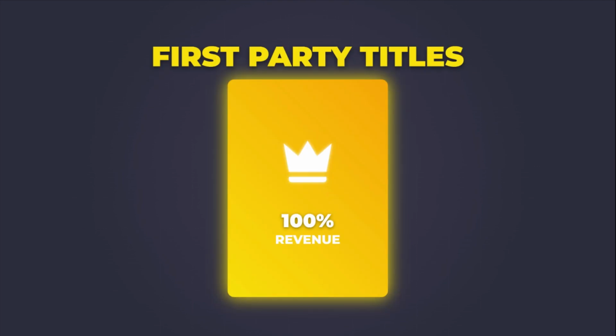First-party titles, developed and published by the platform holder itself, represent the highest margin revenue stream. Since the platform holder owns both the intellectual property and the distribution channel, they retain 100% of the revenue, minus manufacturing or digital distribution costs. These exclusive titles serve a dual purpose. They are powerful system sellers, driving hardware adoption, and they are immediate profit generators.